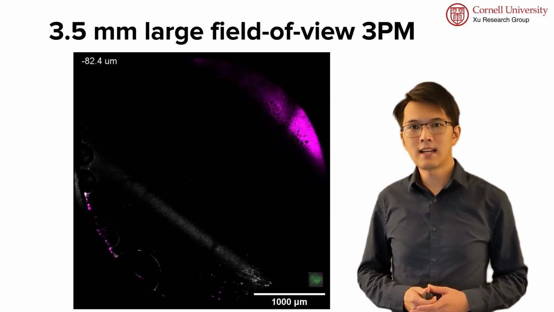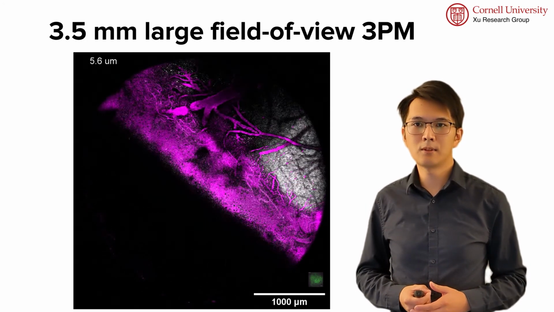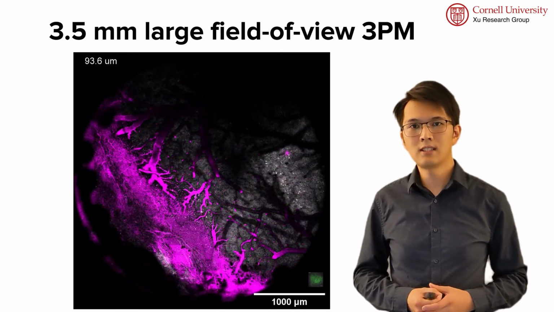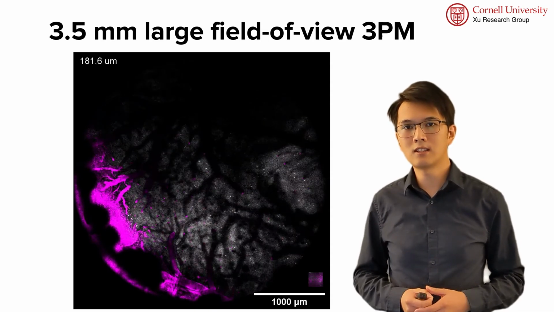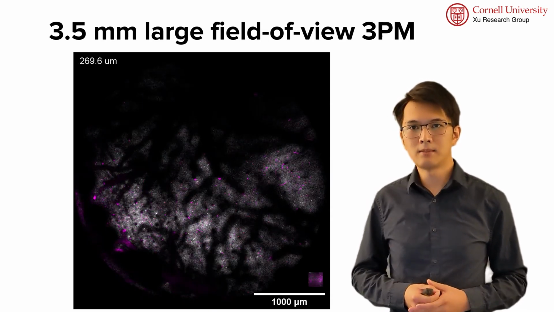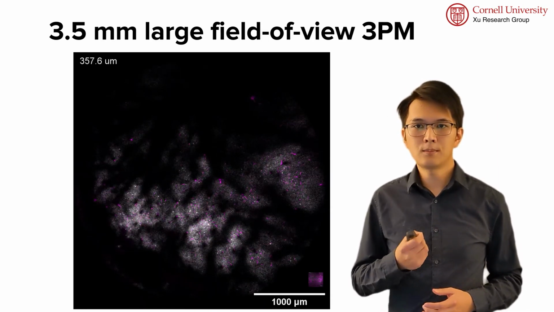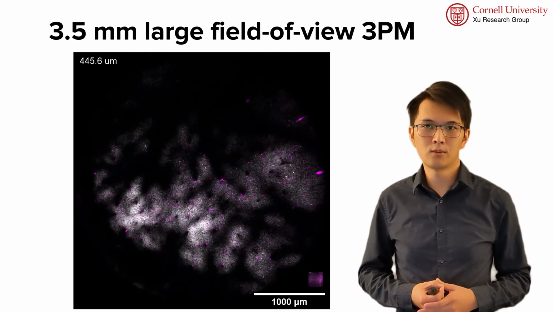And here is a stack image with the magenta labeling the blood vessels and the grayscale showing cortex-wide neuron imaging of GCaMP6. Each bright spot in the images shows a single neuron.